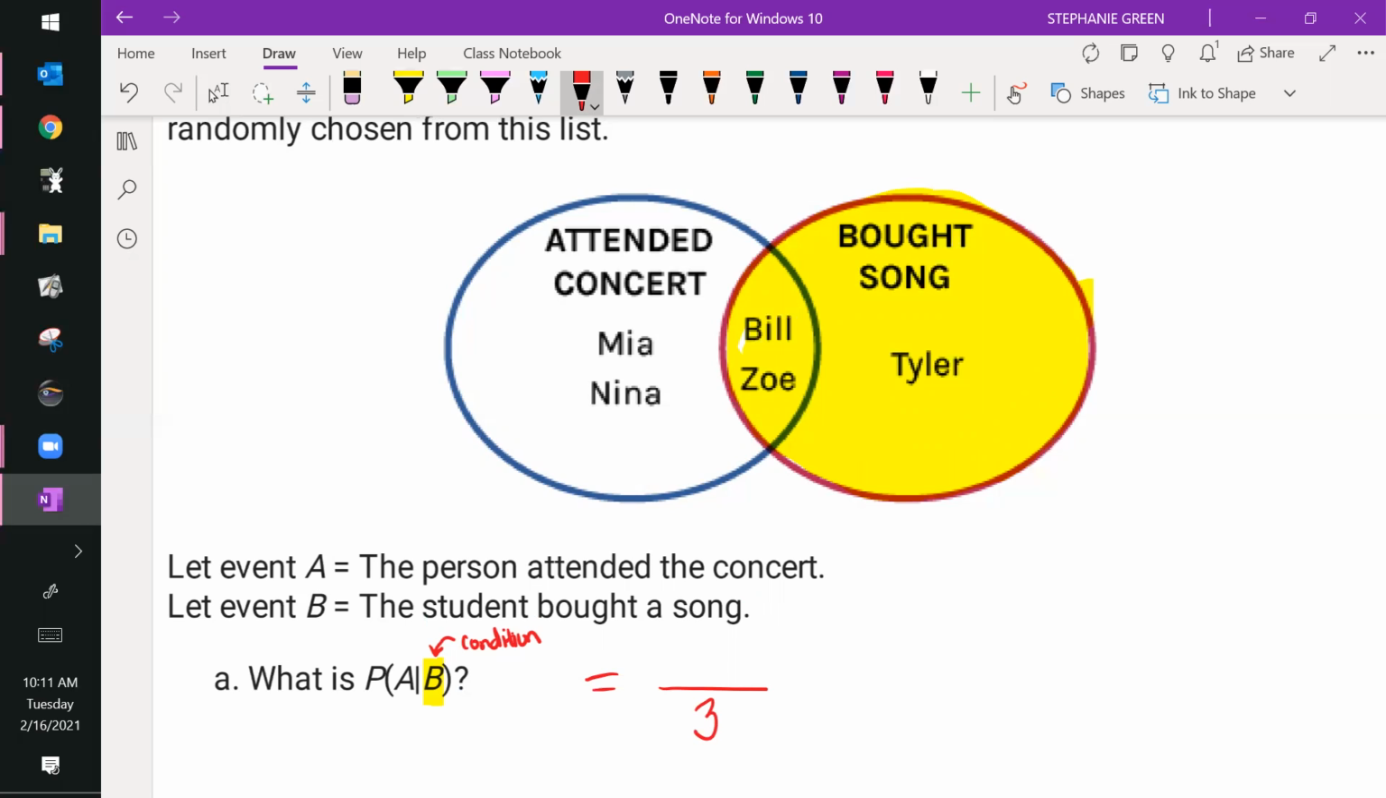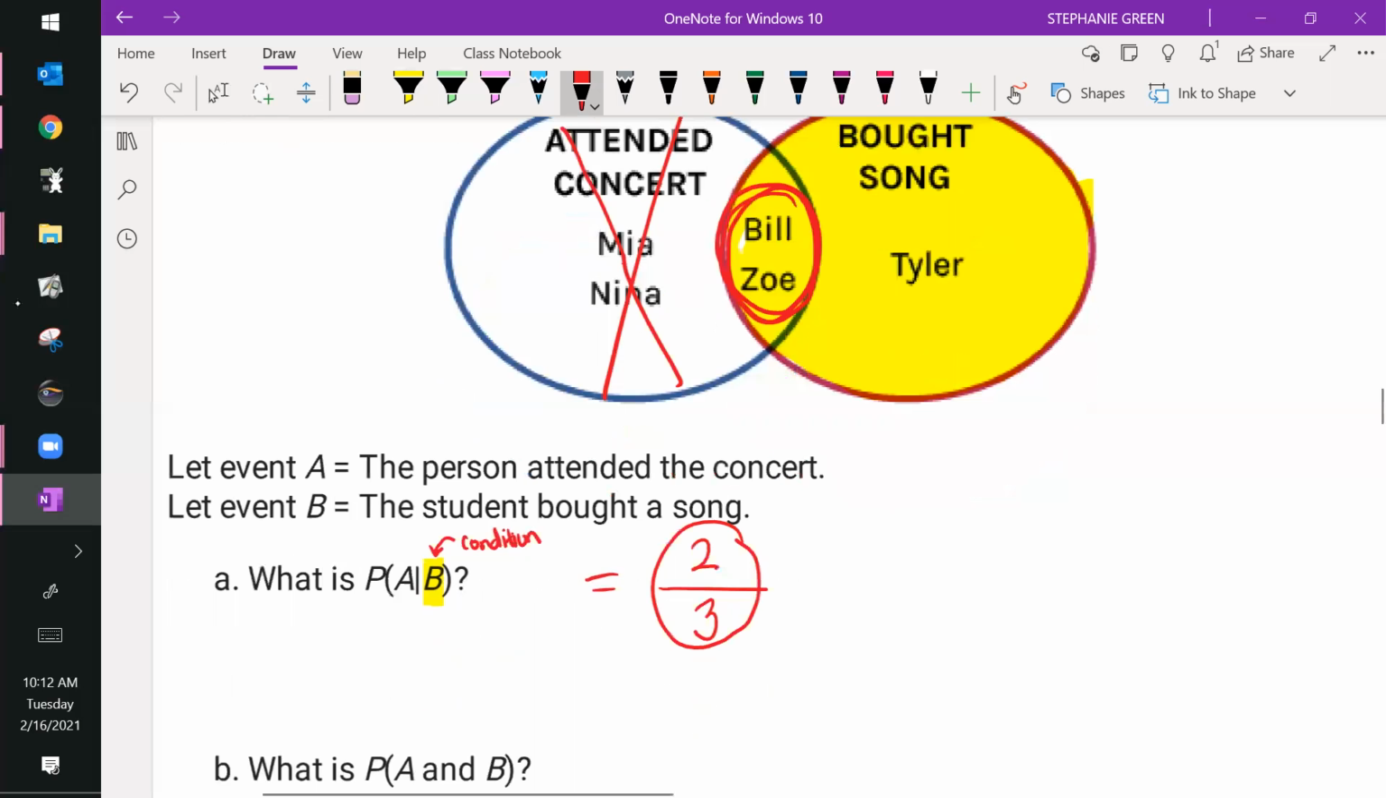So what is the probability of A, given that we're only looking at B? We're not looking at these. Okay, so the probability of A given B. Out of this B, there's only 2 people that attended the concert. 2 out of 3. 2 people out of the 3 people that bought the song attended the concert. So the probability of A given B is 2/3.